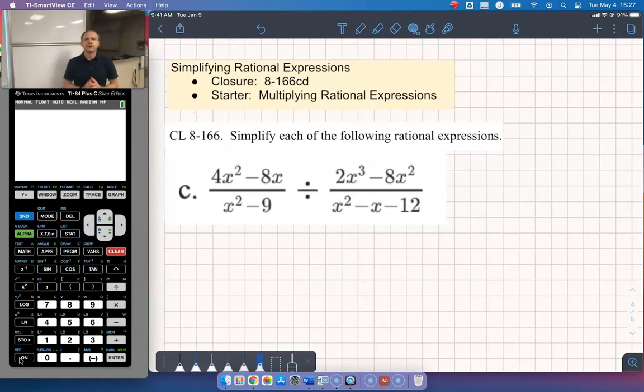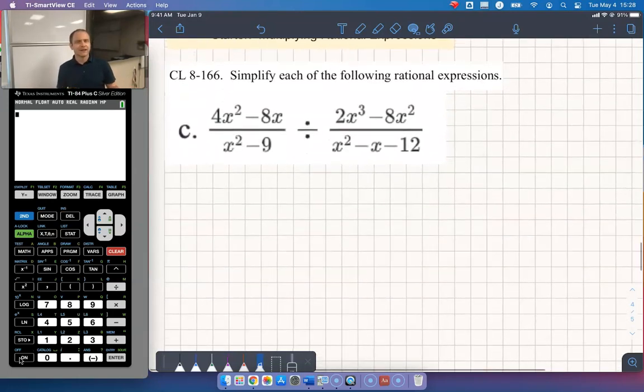So in this problem, we are looking at simplifying rational expressions. Now, you could look at the starter problems. We have ones that deal with multiplication on there. I'm going to focus on problem 166, part C only. And part D, you can see, is another one. Part D is straight multiplication. Part C is division, which means we're going to have to flip and multiply anyway. So if you can do part C, you should be able to do part D. So let's go ahead and dive into it.